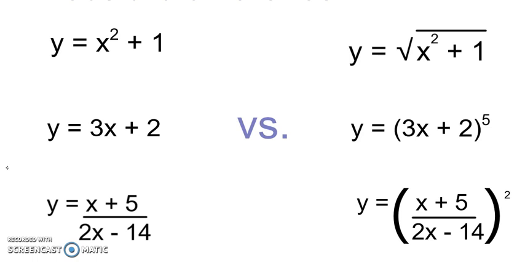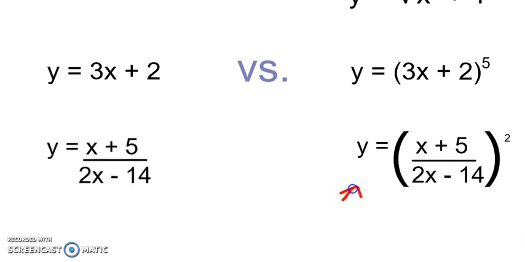Okay, so let's talk about what the difference is. If we compare the left-hand column to the right-hand column, here I have y equals x squared plus 1. However, on this one I have the square root of the quantity x squared plus 1. Same sort of idea. On the left side, 3x plus 2. Now I have that quantity raised to the 5th power. So in other words, you really have an inside portion and an outside portion. So in other words, you have a composition of functions.